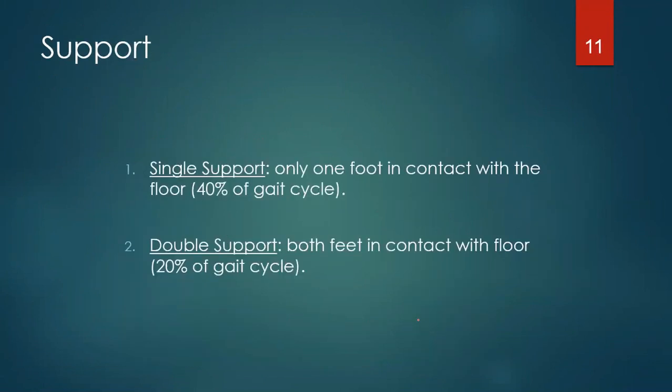We have to take some consideration, as we told you before: single support, only one foot in contact with the floor, is 40% of the gait cycle, and double support, both feet in contact with the floor, is 20% of the gait cycle.